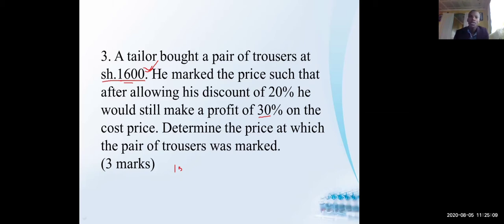Then the buyer was given a discount of 20%. So the answer that we will get here, we'll equate it to 80%. Now the 100% will be the cost price. Now we are determining the price at which the trouser was marked, the marked price, which is whatever answer we'll get here, we multiply by 100, then we divide by 80. We'll be able to get the price at which the trouser was marked.